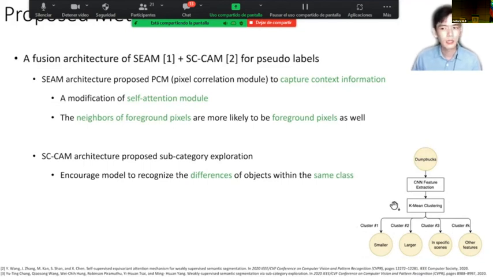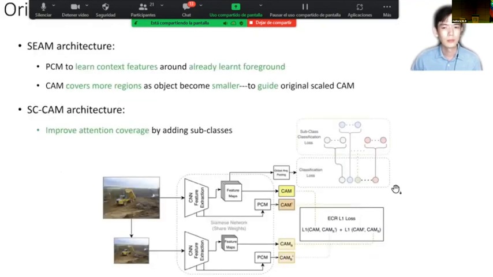And if you visualize each cluster, then you will probably have a general idea of what features each cluster has. That relies on the features extracted by the feature extractor. This is the architecture we originally proposed. At the bottom region is the SIM architecture, and the upper right region is the SCCAM architecture.